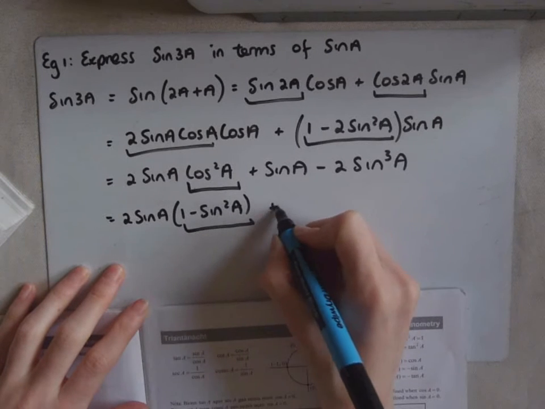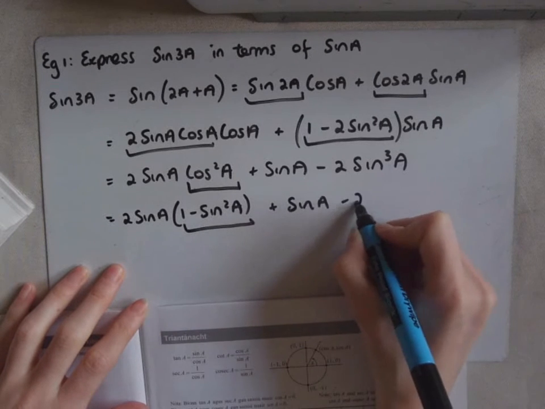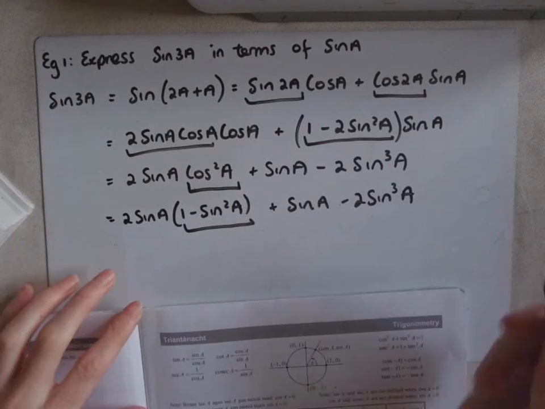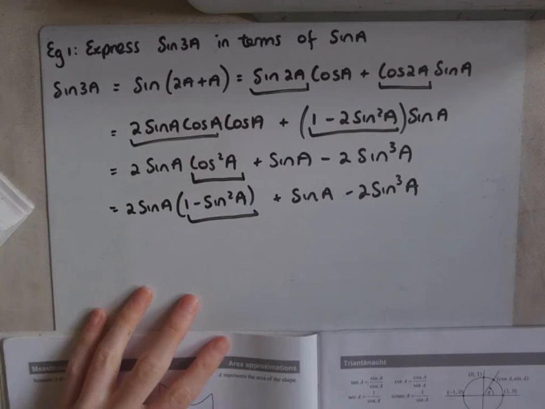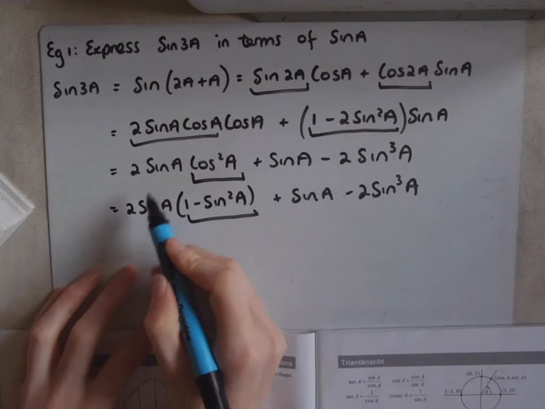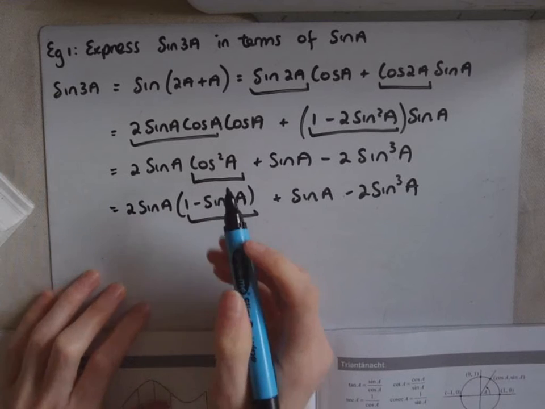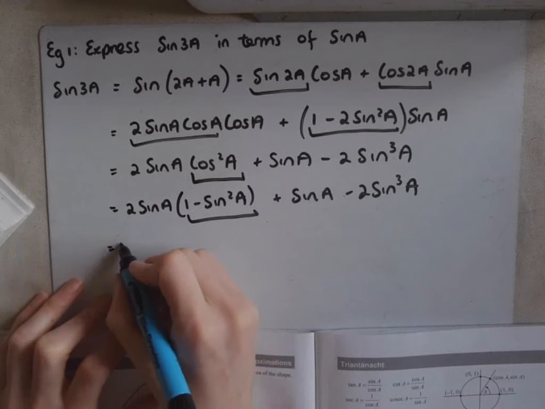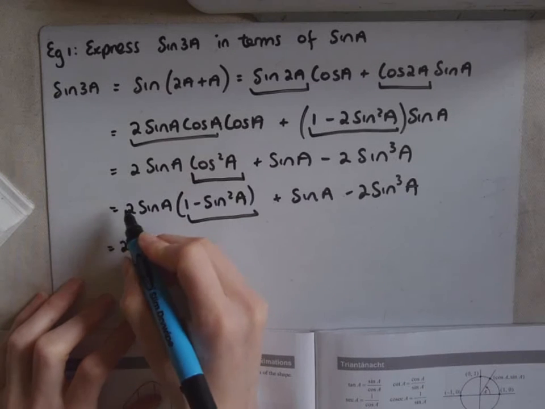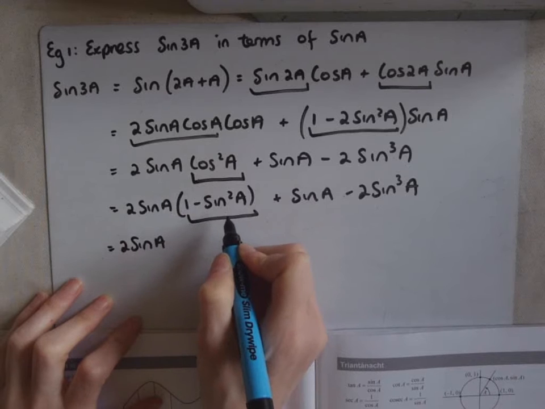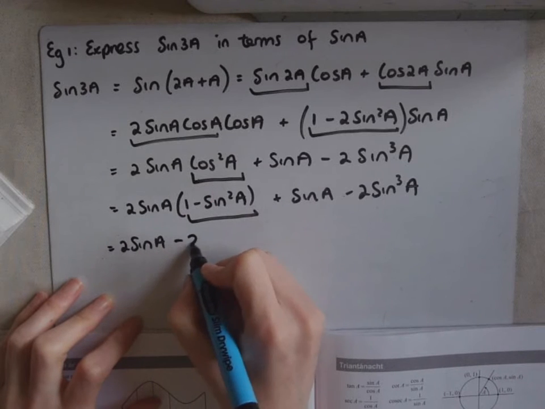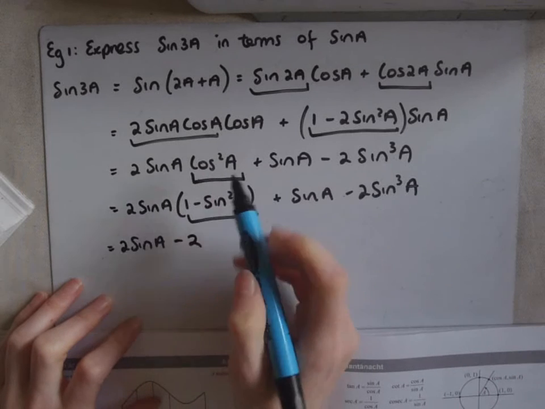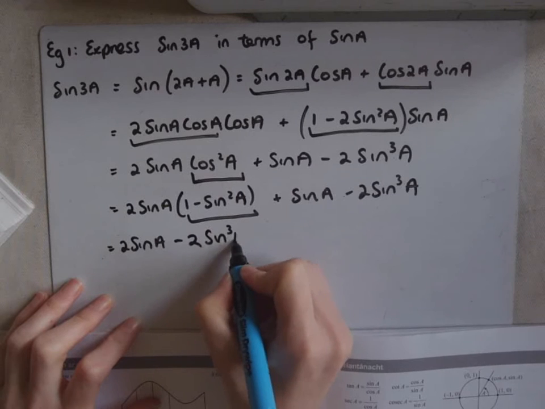Okay, here's what I'm replacing. Nothing happening over there because they're all sines, so I'm grand. So now I'm going to multiply this by this and this by this, okay? So 2 sine A by 1 is just 2 sine A, and 2 sine A by minus sine squared A is minus 2 sine A by sine squared A, which is sine cubed A.